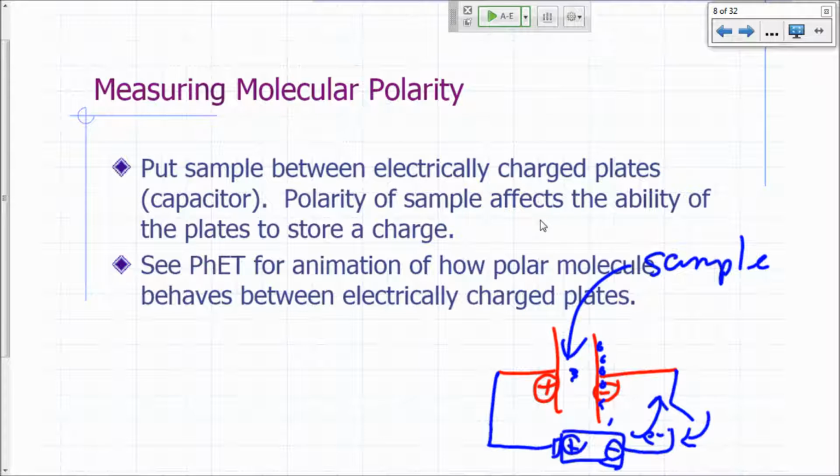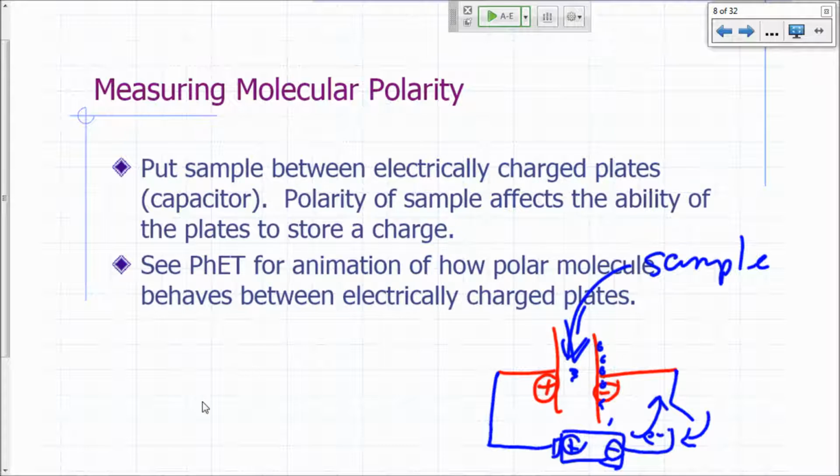By putting polar molecules between those two plates, you can actually increase the ability of your plates to store extra charge, to store electrons. That's how you can measure polarity. We're not going to go into detail as to how that measurement is done. I just want to give you an idea of how that experimental measurement can be made for dipole moment.